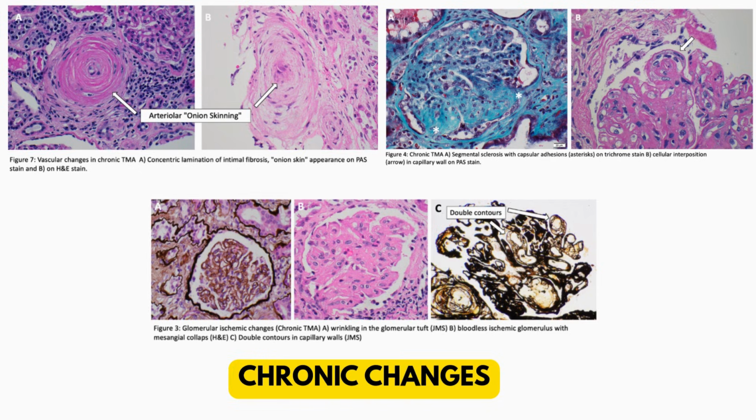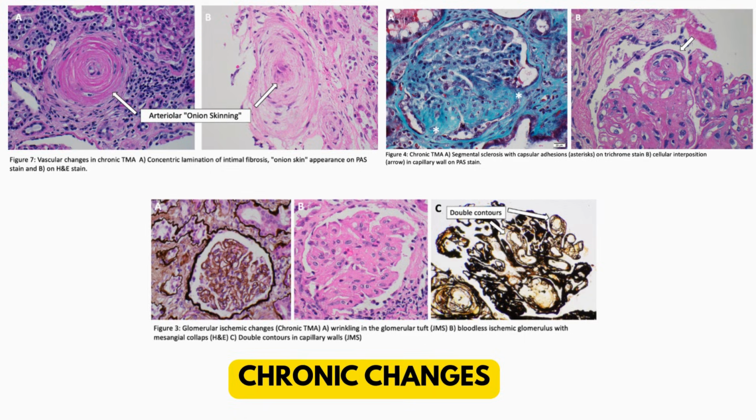Now let's move to the chronic changes of thrombotic microangiopathy. Start with the image on the top left. Here you are looking at arterioles with marked concentric intimal thickening, what we often describe as onion skinning. The vessel wall is progressively thickened by layers of fibrosis, leading to severe luminal narrowing. This reflects repeated or ongoing endothelial injury over time, not an acute event.